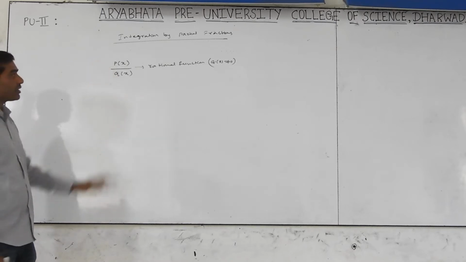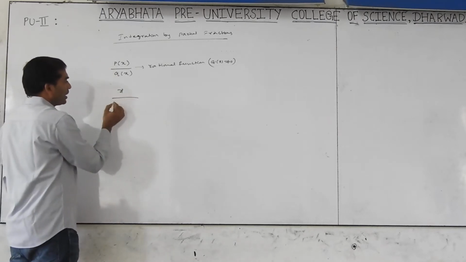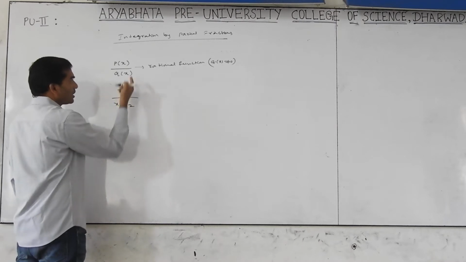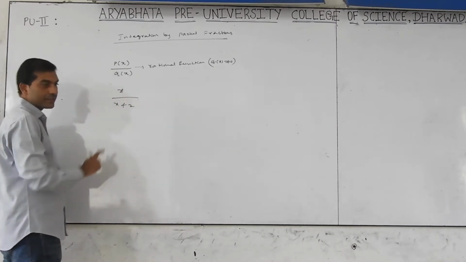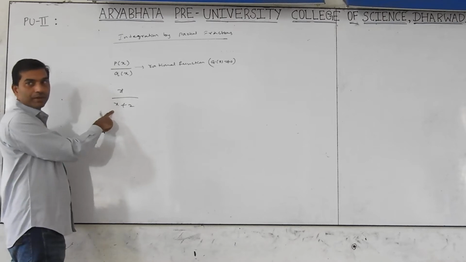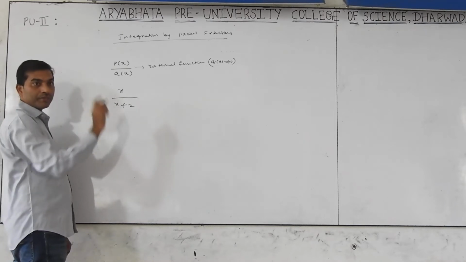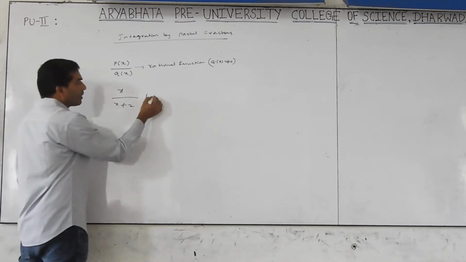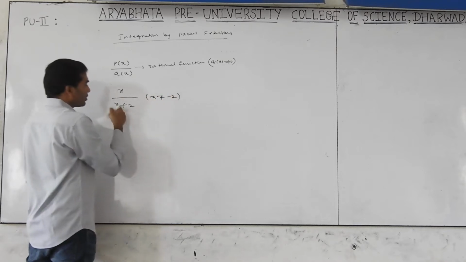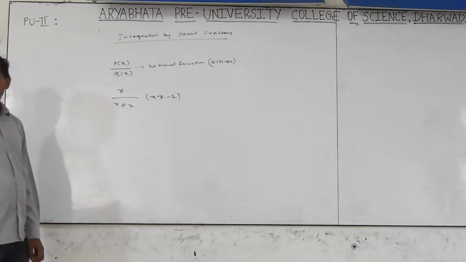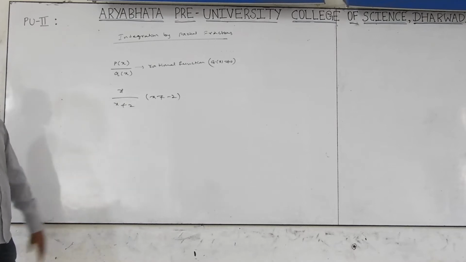For example, x by x plus 2, is it a rational function? Yes. This is a polynomial, this is a polynomial. But here x is not equal to minus 2. If it is minus 2, the denominator becomes 0, it does not exist, so it is not a rational function there.